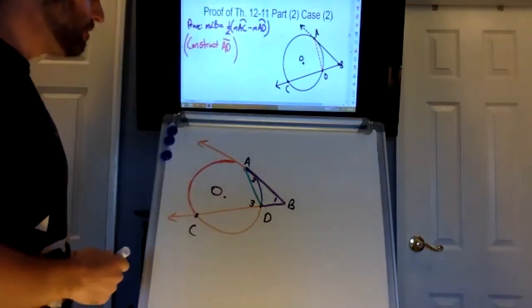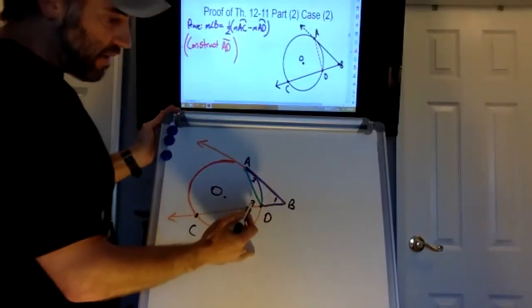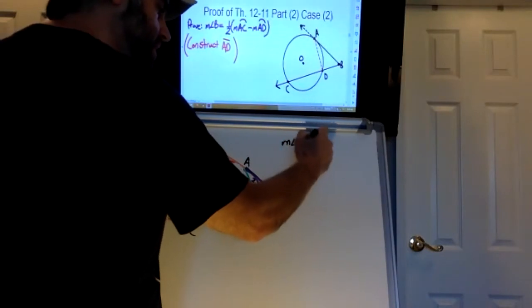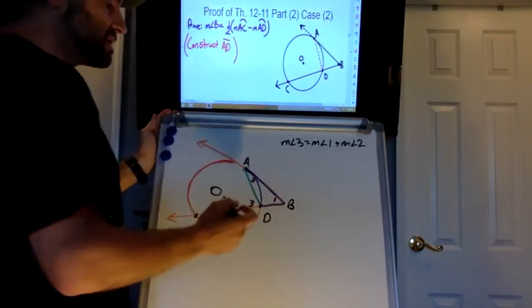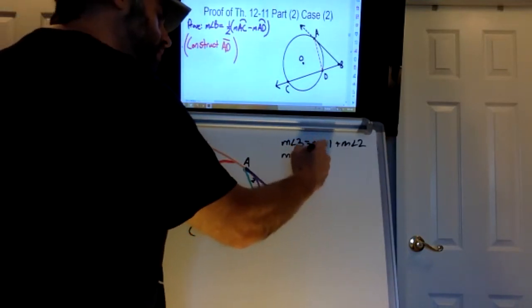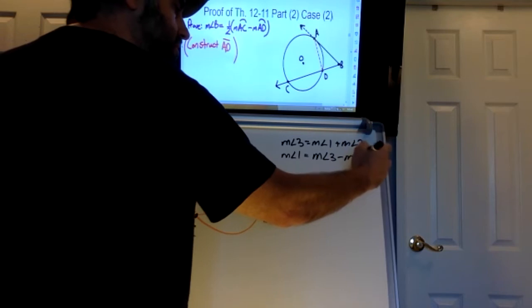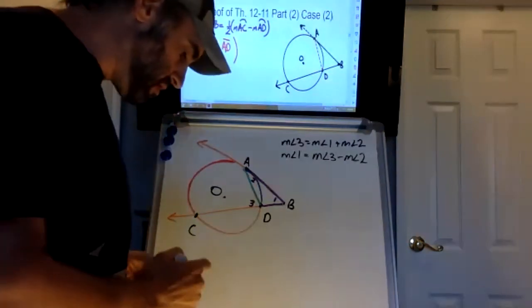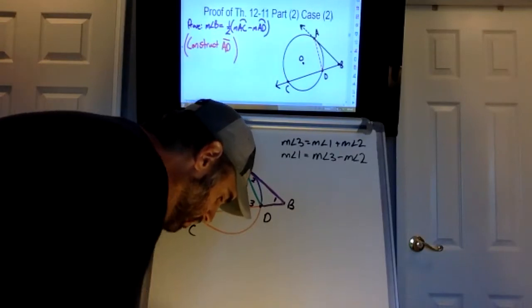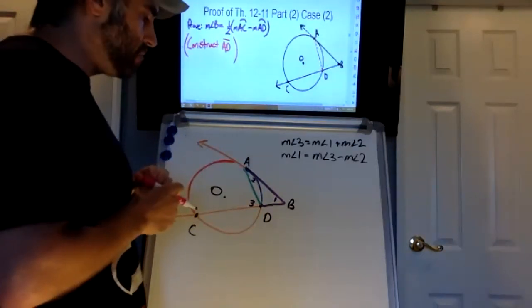All right, so let's start with the triangle exterior angles theorem. It says the measure of angle 3 is equal to the sum of the measure of angle 1 plus the measure of angle 2. Let's solve for the measure of angle 1 again. The measure of angle 1 is equal to the measure of angle 3 minus the measure of angle 2. Subtraction property of equality. Okay, so from there now we can go in a different direction here. Let's say something about the red arc and the blue arc.